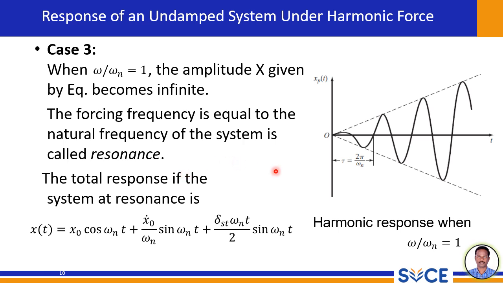Let's look at this graph to understand what happens during resonance. The graph shows the system's response over a period of time. Notice how the amplitude of oscillation increases linearly with respect to time. This is a hallmark of resonance. The system is continuously gaining energy from the external force, leading to larger and larger vibrations.